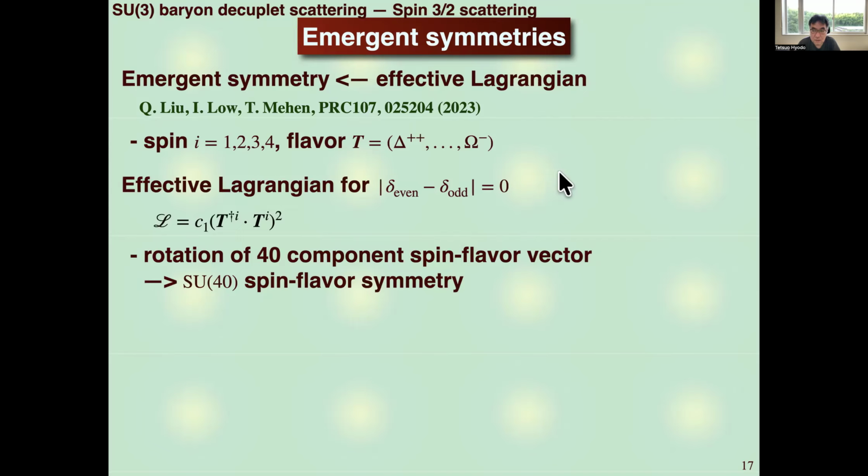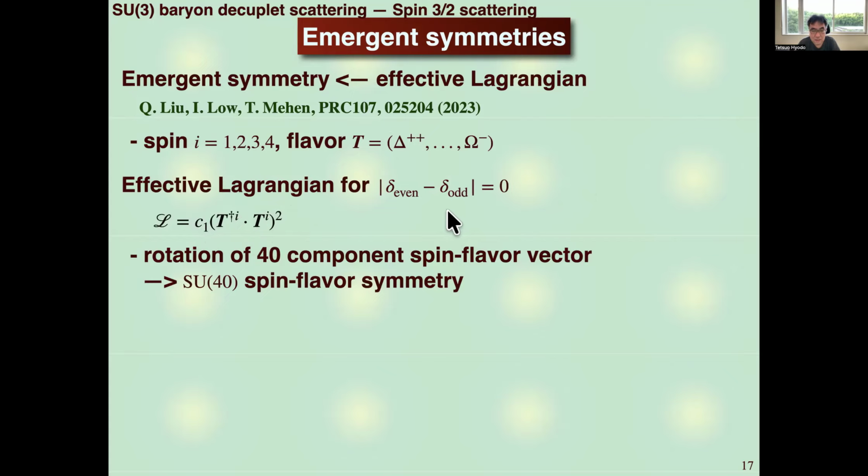Which means that all the 8 phase shifts are equal with each other. And that interaction is given by this form, which is actually T. The state contains the 10 decuplet baryon flavor representation. So this is actually the inner product of the spin space as well as the flavor space. And this is given by some one constant.